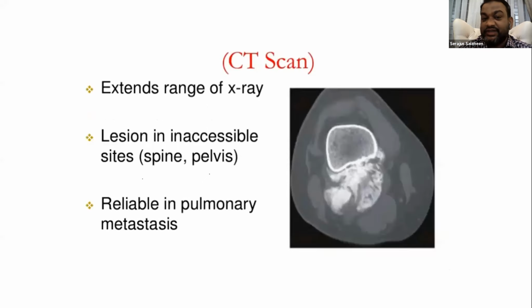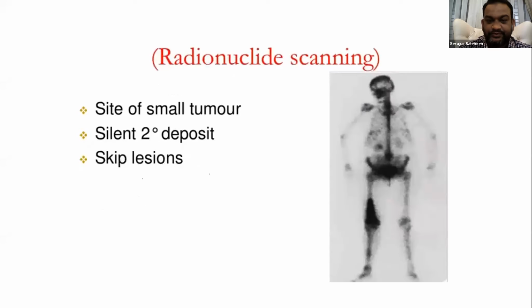And the next investigation is the CT scan. CT scan of the local part is needed when the tumor is in an inaccessible site. As I previously mentioned, when the tumor is in the spine and in the pelvis, the CT scan is also essential. And if we suspect in X-ray that it may be a malignant one, we should always do a contrast enhanced CT scan of the chest to see any pulmonary metastasis.